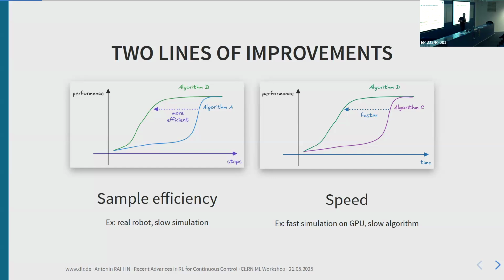And also, sample efficient algorithms tend to be quite slow. So if you manage to make them faster, it's always more interesting to be able to run them in real time on the robot.